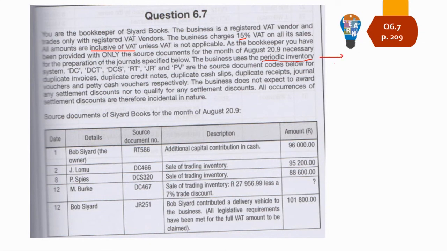Okay, so this means we take it to the expense account. So purchases or the relevant expense account. All source document codes below, duplicate invoices, duplicate credit notes. So they're just telling you that they have all of the necessary source documents for all of these transactions. The business does not expect to award any settlement discounts nor to qualify for any settlement discounts. All occurrences of settlement discounts are therefore incidental in nature.